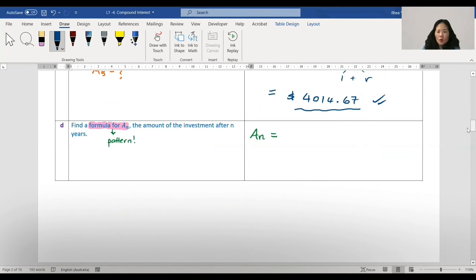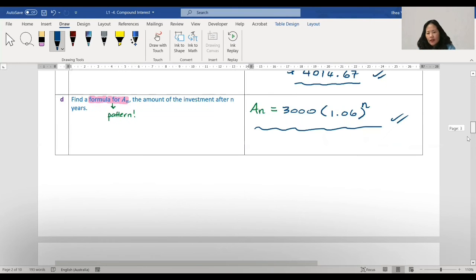D, find a formula for An. After n years, what will be our pattern? What will be the formula? We start with 3,000. 1.06 doesn't change. What happened? The power is n. Okay, so let's sum up.